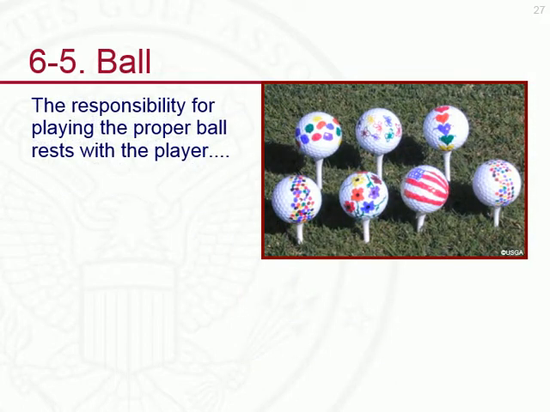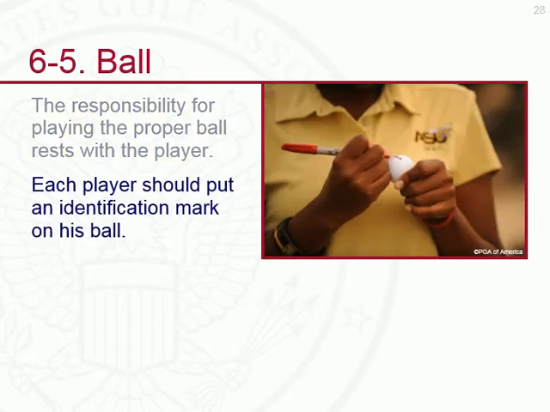Rule 6-5 is the golf ball. The responsibility for playing the proper ball rests with the player. Each player should put an identification mark on his ball. So this is not a requirement. The rules do say the player should, so we're telling a player that they should do that. They don't have to do it. It's not a requirement, but it is good practice to put a mark on your golf ball.